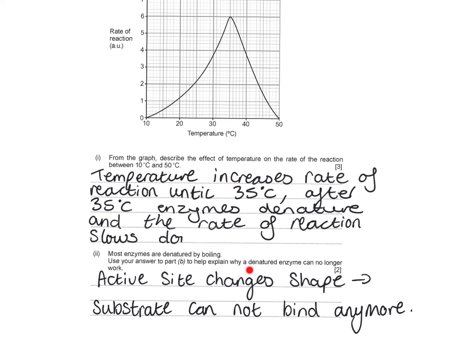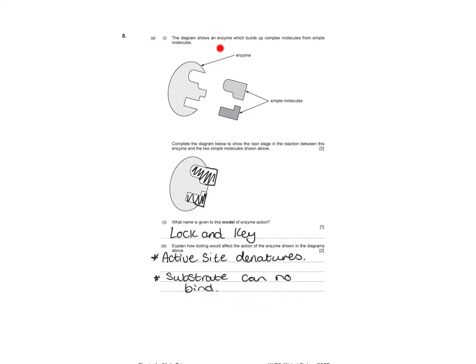Use your answer in part B to explain why denatured enzymes can no longer work. Active site changes shape, substrate cannot bind anymore. Same kind of question that we've done previously. These bind into the active site. It's called lock and key. Explain what would happen if you boil them. Active site denatures, so substrate can no longer bind. Okay, remember it all changes shape, so these will no longer fit in there properly.